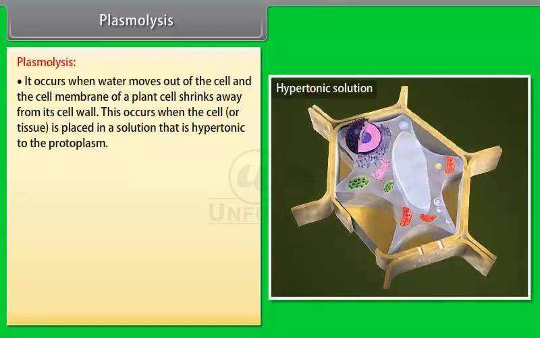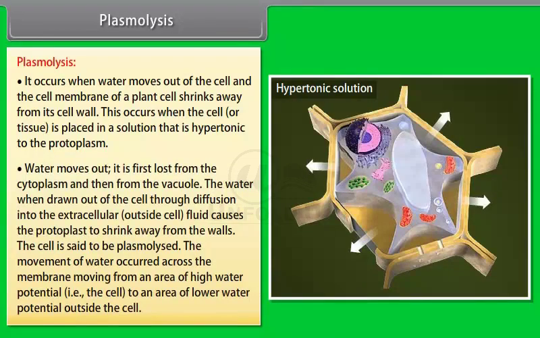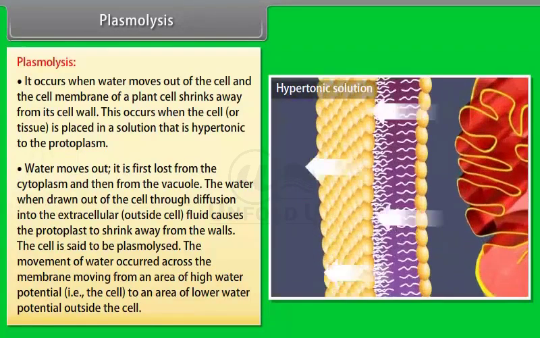Plasmolysis occurs when water moves out of the cell and the cell membrane of a plant cell shrinks away from its cell wall. This occurs when the cell or tissue is placed in a solution that is hypertonic to the protoplasm. Water moves out. It is first lost from the cytoplasm and then from the vacuole. The water, when drawn out of the cell through diffusion into the extracellular fluid outside the cell, causes the protoplast to shrink away from the walls. The cell is said to be plasmolysed.